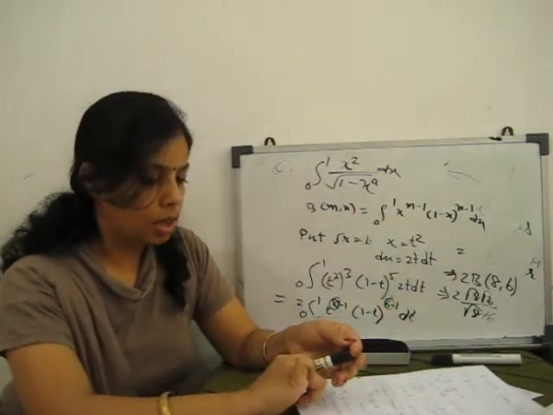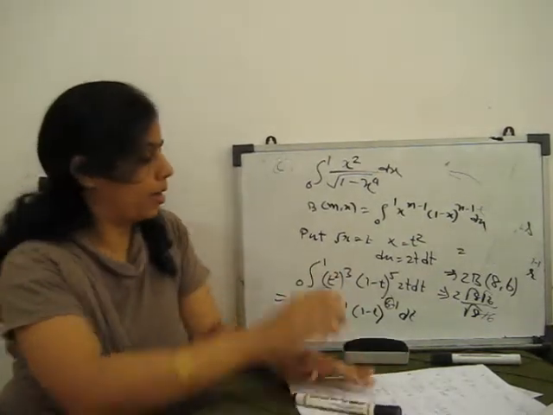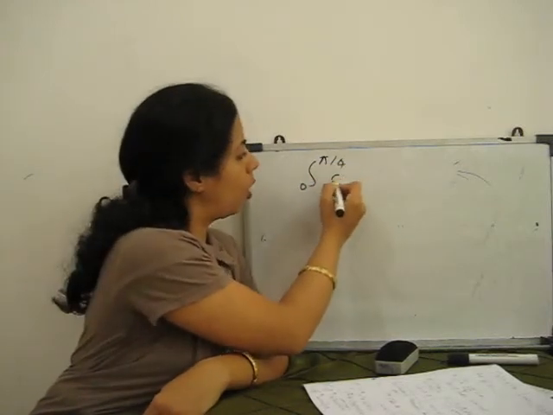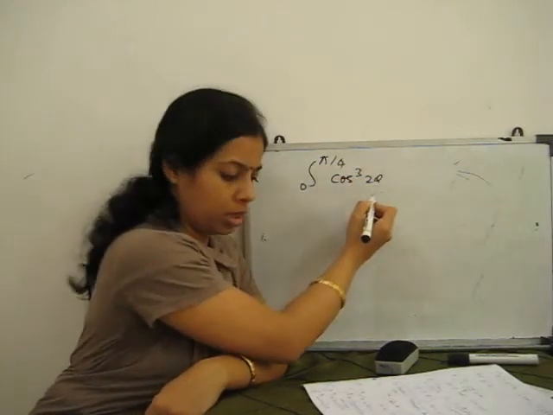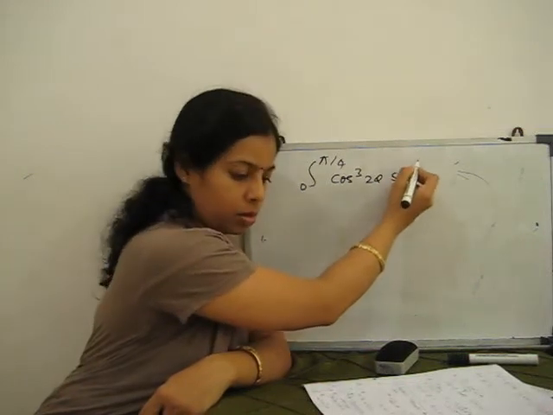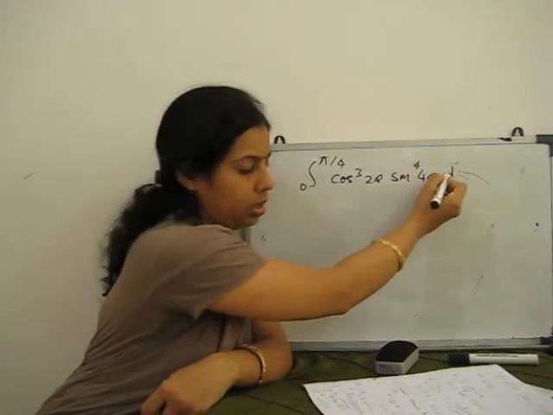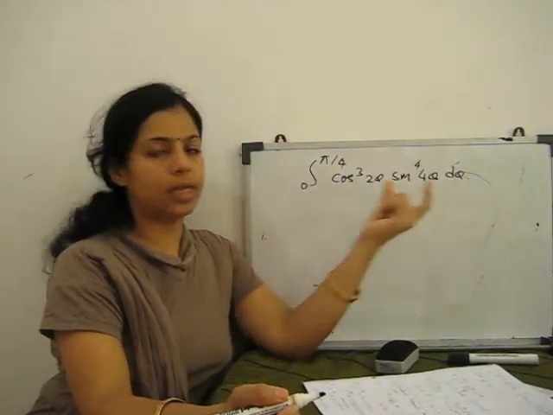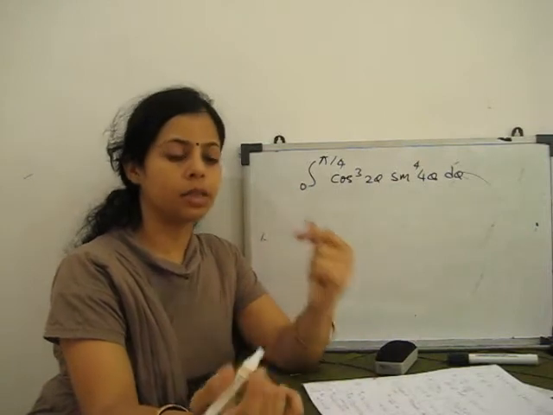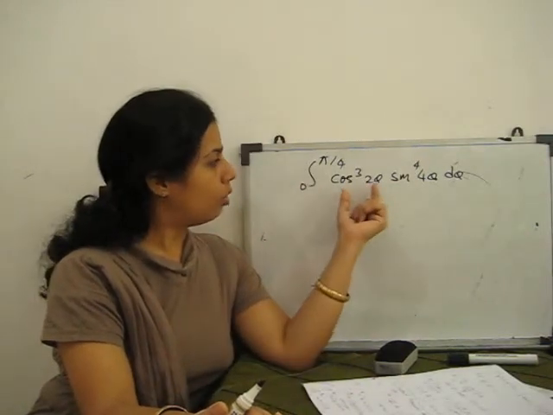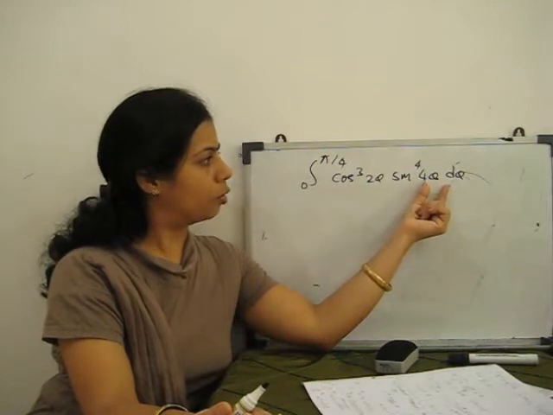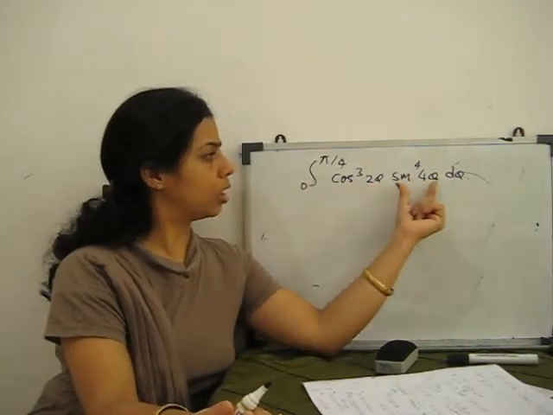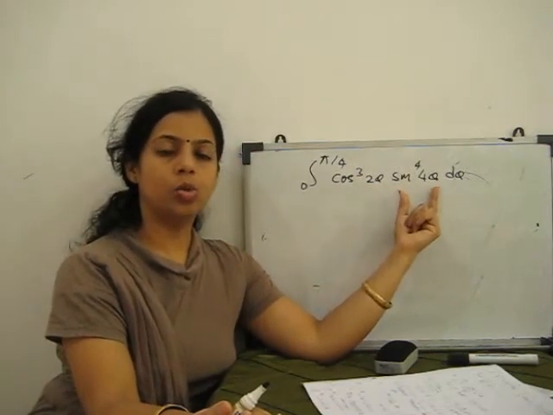Now we discuss some problems on trigonometrical form. So I take the integral from 0 to pi by 4 of cos cube 2 theta sine 4 theta d theta. Okay, so this integral we can solve with the beta function. So there is cos 2 theta and sine 4 theta. So first we have to convert into one theta form. So first this is 2 theta. So we know sine 2 theta is 2 sine theta cos theta.